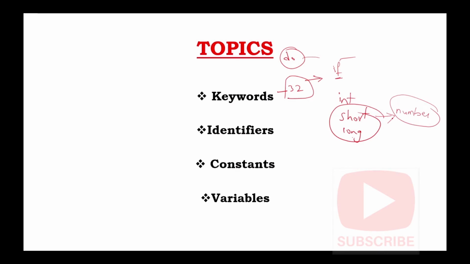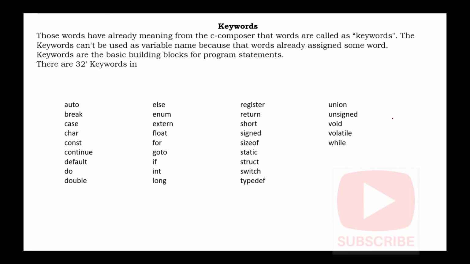In total, how many keywords do we have in C language? We have 32 keywords in C language. We never use these 32 keywords as a variable name, function name, or constant name. We never use them. They have specific meaning and specific purpose only, right? Just observe the 32 keywords, and don't confuse them. The English meaning is different and the C compiler meaning is different. Every keyword has its own meaning, right?